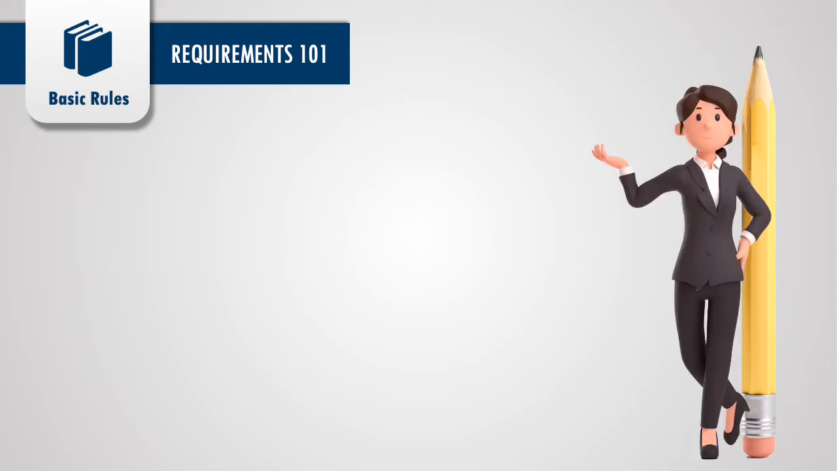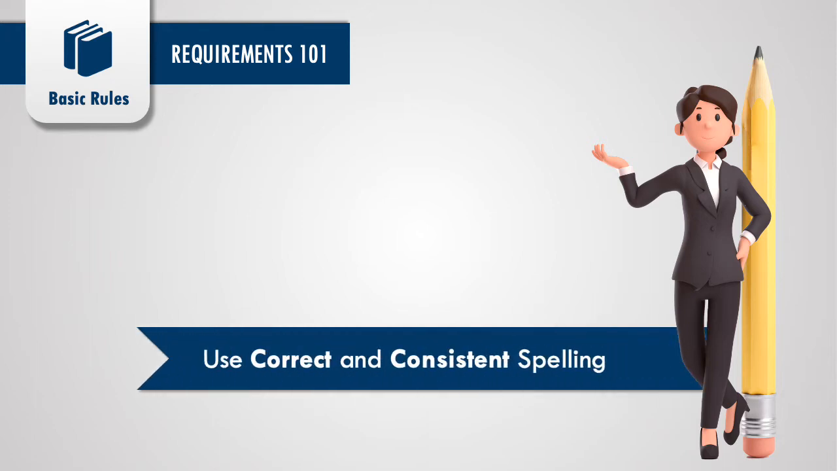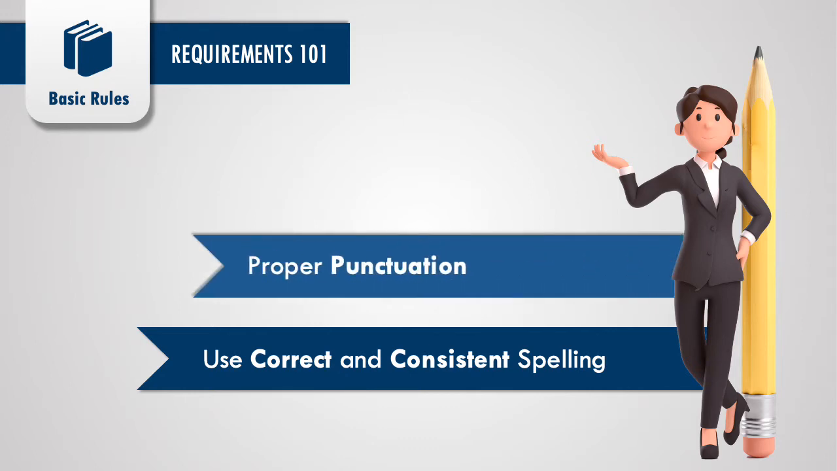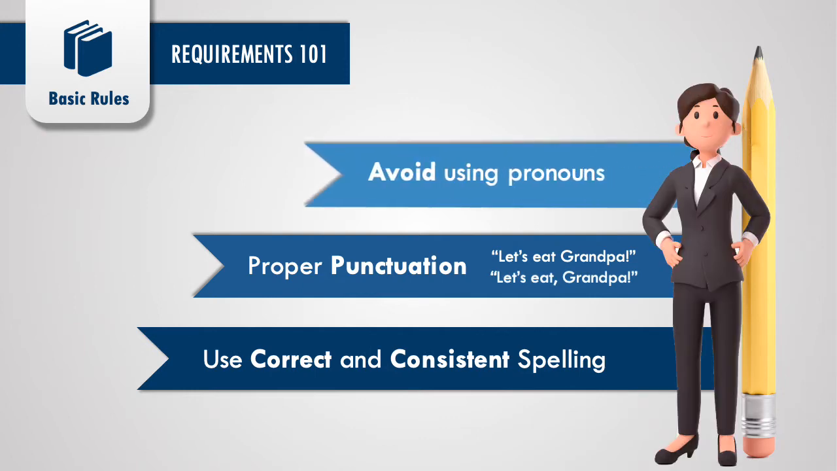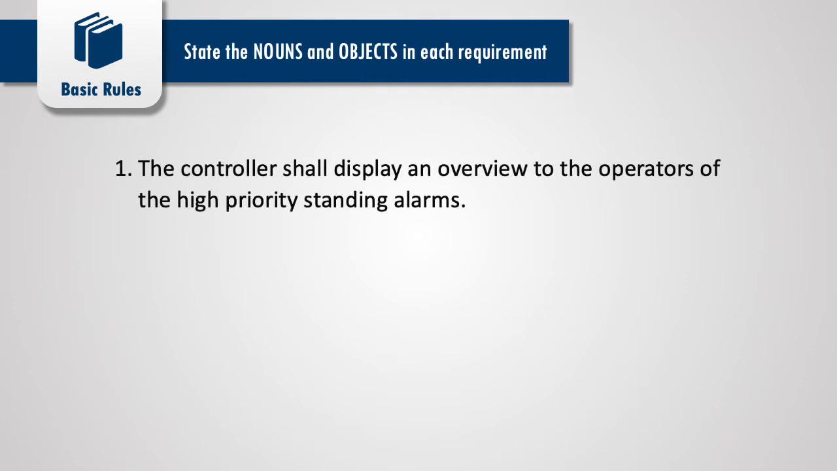To that end, in Module 5, we covered the importance of correct and consistent spelling. We also covered punctuation in Module 5 and saw how the meaning can change if punctuation is ignored or used in the wrong places. And in Module 6, we explained why we want to avoid using pronouns that refer back to things that are mentioned someplace else. In good requirements writing, we state the nouns and objects in each requirement.